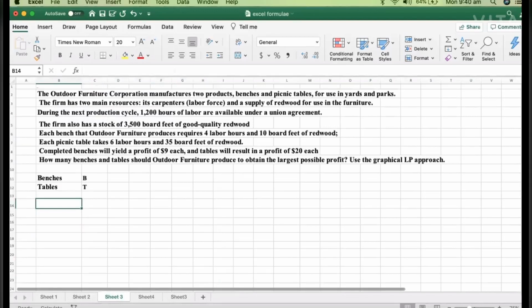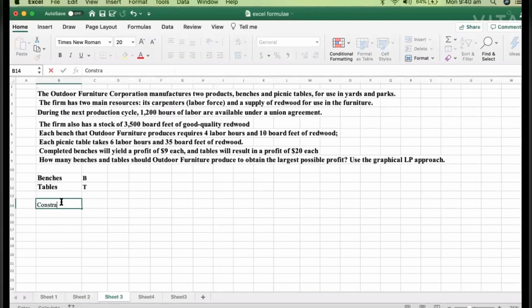So we have benches as well as tables, and the next thing is the firm has two main resources: its carpenters and a supply of redwood for use in furniture. These are basically our constraints, which I will tell you about later. One is the labor force, or we can call it carpenters, and the other is redwood. So these are two constraints.